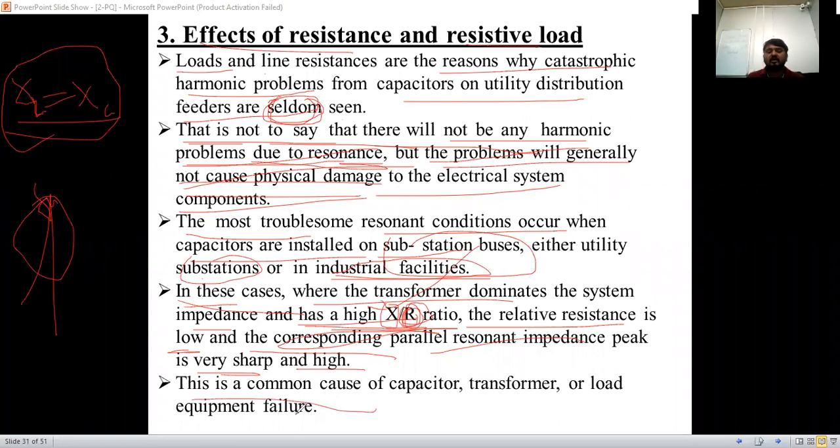Now during resonance, if we are using a capacitor bank on the substation buses, this is a common cause of capacitor failure. Now transformer or load equipment failure will occur by this cause, but that is rare. It is not common, but rarely it happens. So it completes the power system response characteristics.